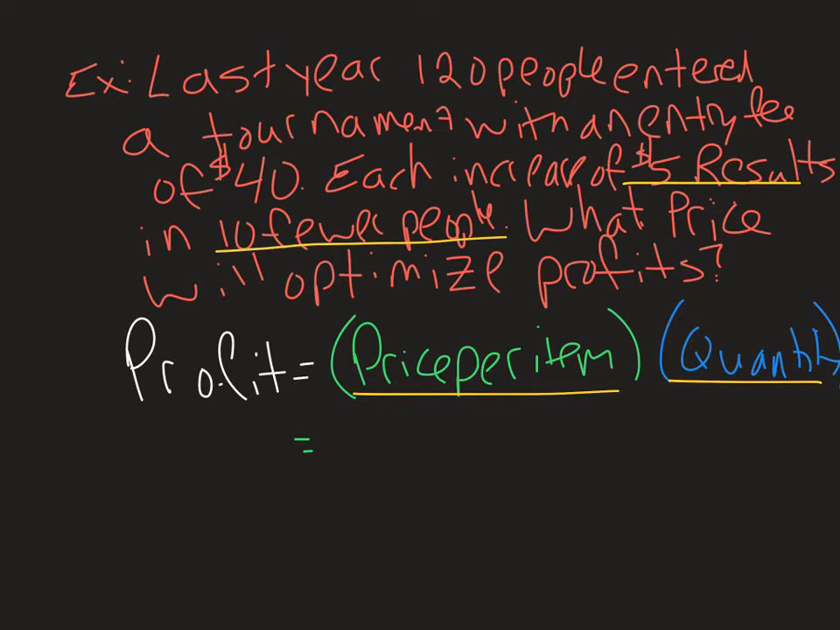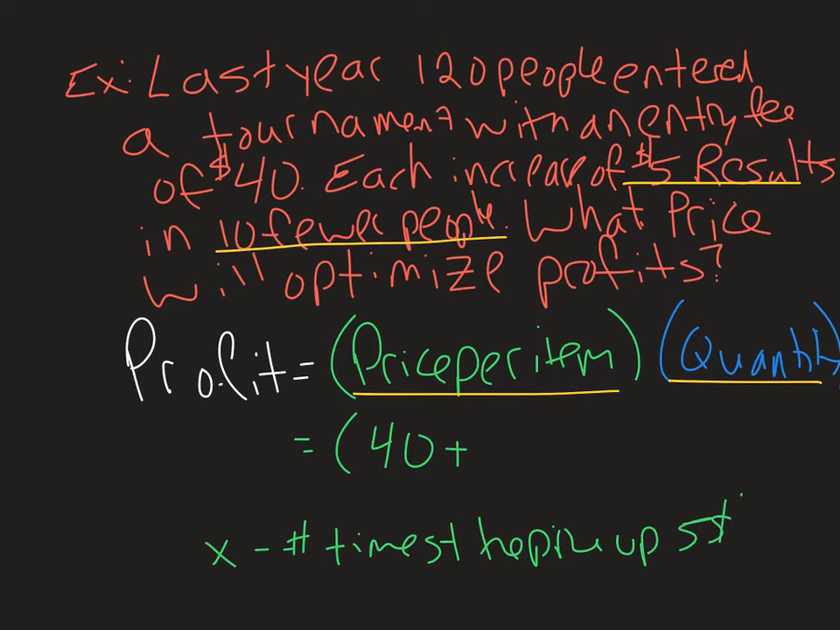If I'm thinking about the price per item, it was $40 before. And how is it going to change? Well, first I have to define a variable. We're going to let x be the number of times the price is raised $5. So if I increase it once, it becomes $45. Twice, it becomes $50. Now I have to think about a way I can write that as an expression. In this case, I think 40 plus 5x. And that would be my price.